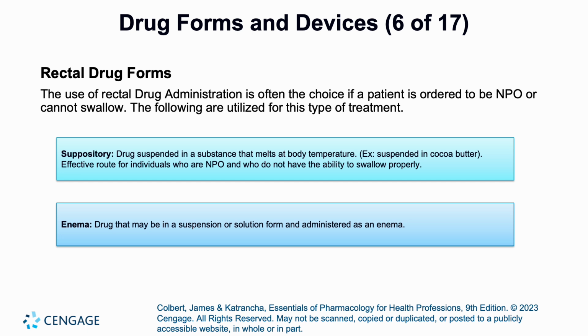An enema is another rectal drug form that may be in a suspension or solution form and administered as an enema, so typically more of a liquid. And enemas are often used as preparation for a colonoscopy, where they're going to take a camera and look inside your intestines, or can be used in cases of severe constipation.